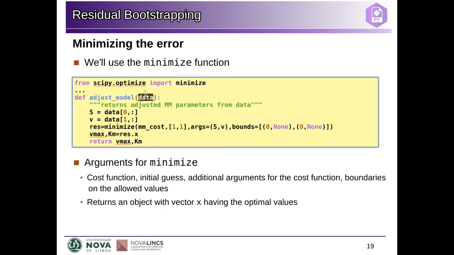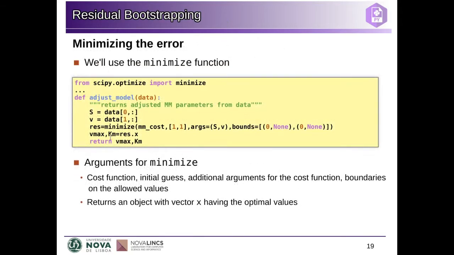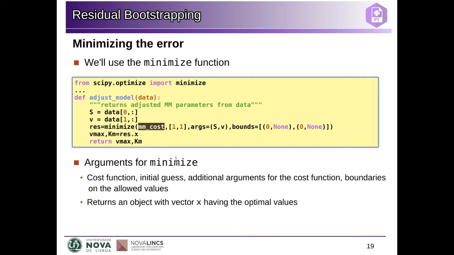But we get the data. The data is a matrix like this. The substrate in the first row and measured velocity in the second one. So we're going to put this, the first row is the S, the V is the second one. And now we're going to call minimize, so that minimize will minimize the output of this cost function. So this is what I'm putting here.